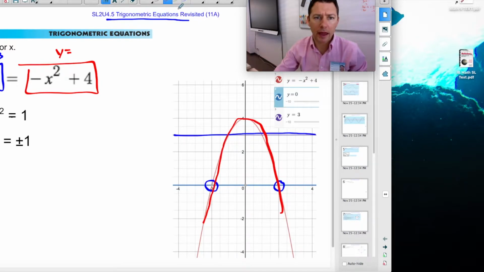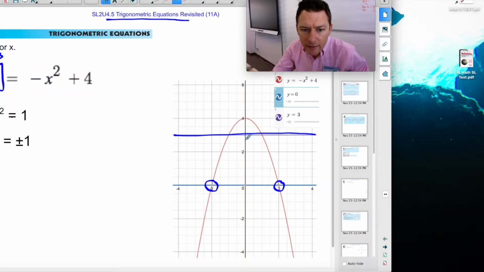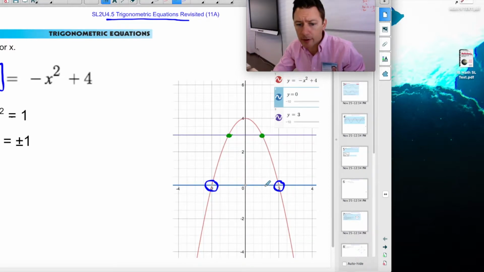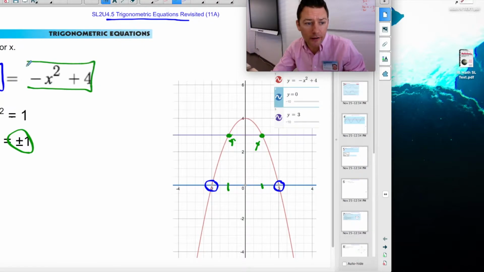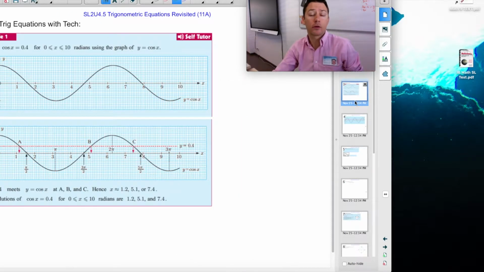And you could ask your calculator where the intersections are, and it looks like they happen there and there. Sorry, that's halfway between there. That's 1. Sorry, plus and minus 1 and 3. They should both equal 3 because we want this to equal 3. Where does that happen? At 1 and -1. Cool, so we can use a graph to find that. We can do the same sort of thing with trig equations.